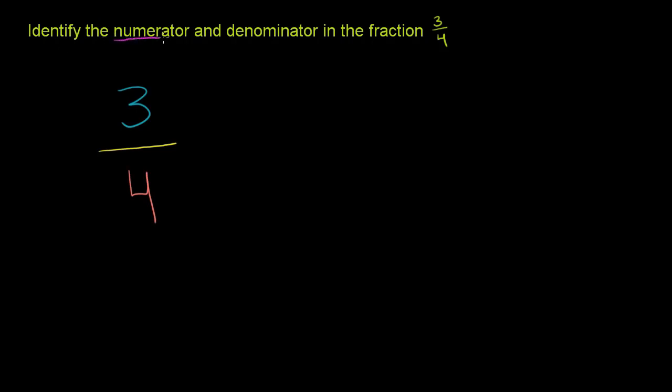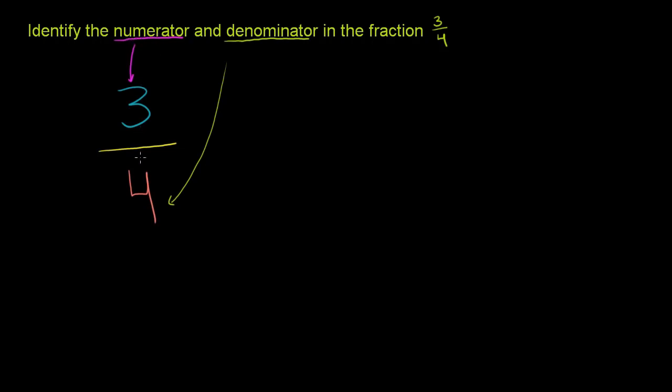The numerator is just the number on top. So the numerator is the 3 right there. And then they want us to find the denominator. The denominator is just the number on the bottom. It's the 4. So if they say, what's the numerator? 3. What's the denominator? It's 4, just the number on the bottom. They could have just called this the number on the bottom. They could have just called this the number on top.